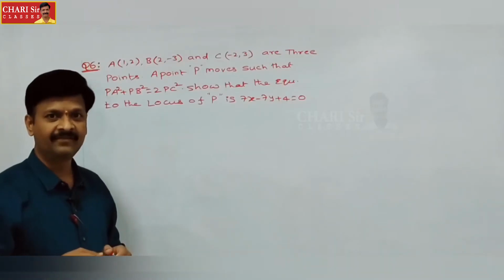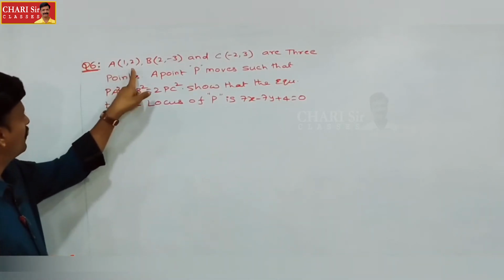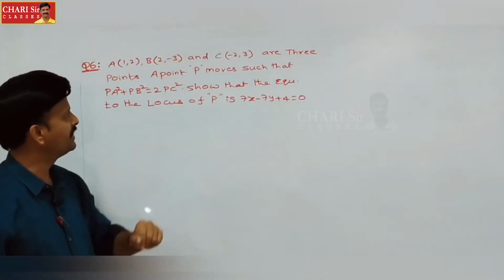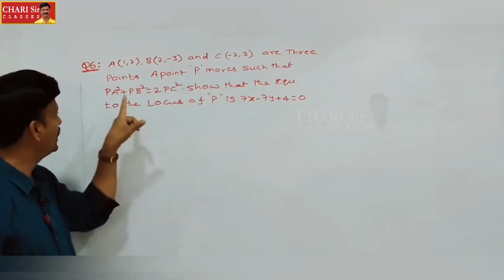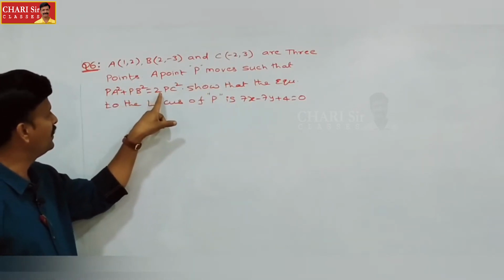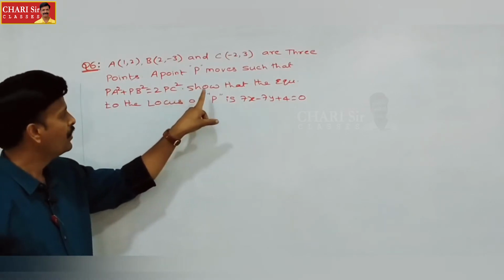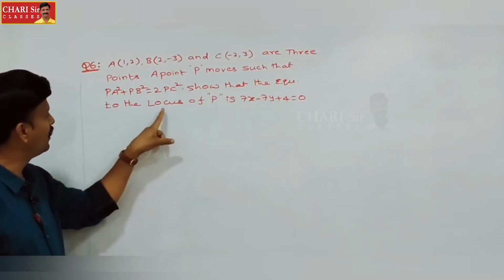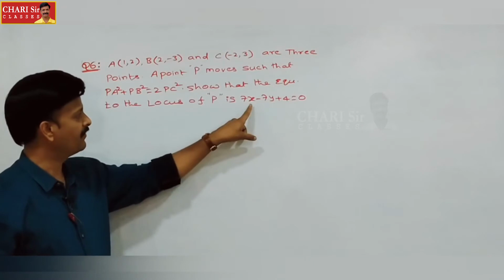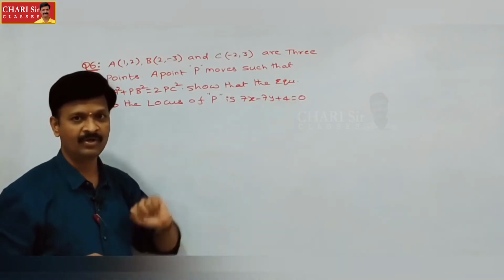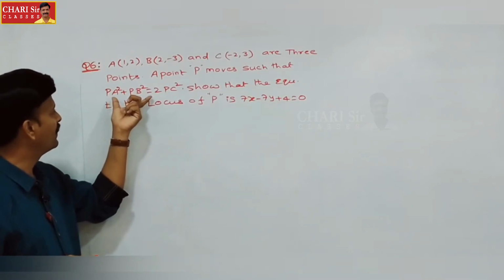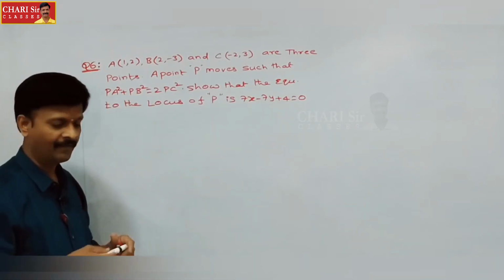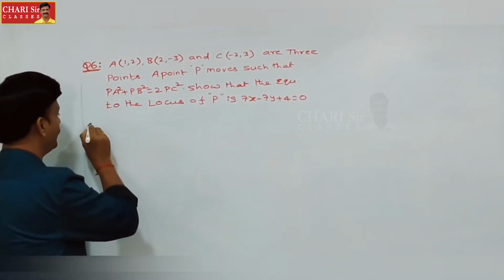Question number 6 is given: A(1, 2), B(2, minus 3) and C(minus 2, 3) are 3 points. A point P moves such that PA square plus PB square is equal to 2PC square. Show that the equation to the locus of P is 7x minus 7y plus 4 equal to 0. Here the given condition is PA square plus PB square equals 2PC square. Now the solution will be like this.